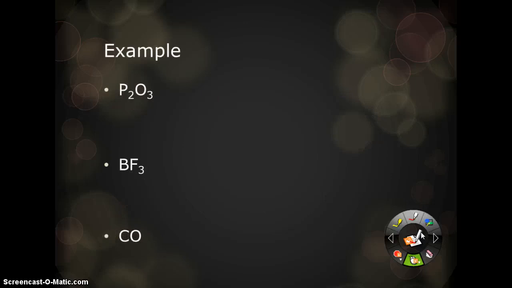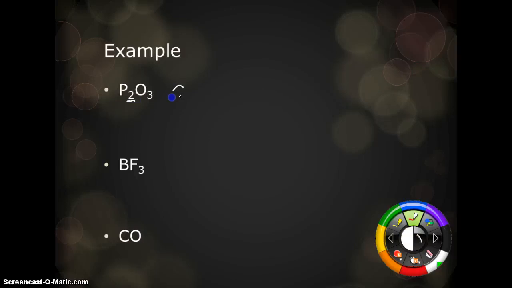So for example, P2O3. Well, we know P is phosphorus. And how many phosphorus do we have here? We have 2. So that makes it diphosphorus. Then we're going to name the second part. We know O is oxygen, but remember these are all going to end in "ide," so it's going to be oxide. And since there are 3 oxygen, it's going to be trioxide.